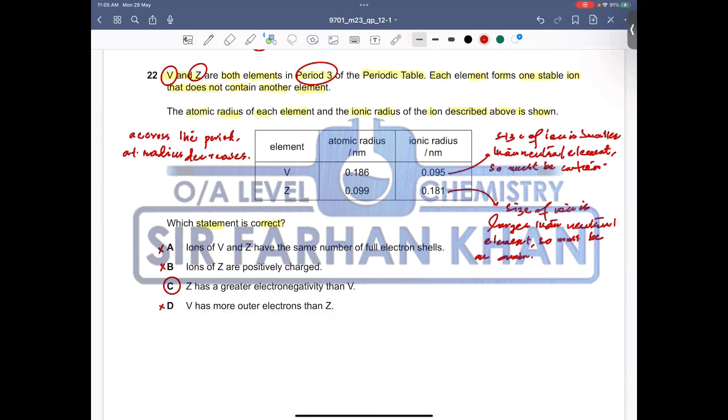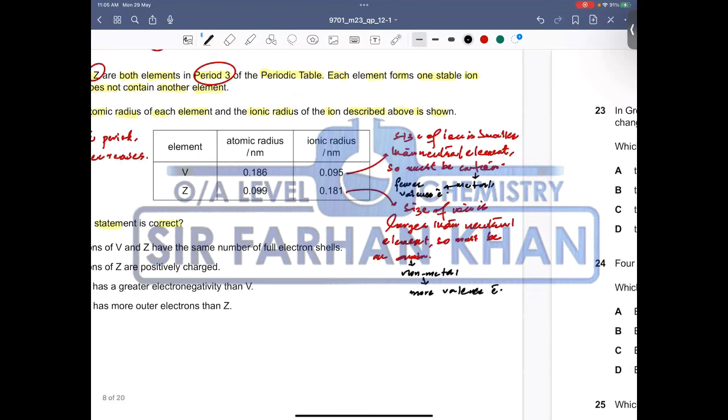It's a bit tricky, but you should remember that if it is a cation, obviously it is a metal. If it is an anion, then it has to be a non-metal. One more thing: metals have fewer valence electrons, and non-metals have more valence electrons as compared to metals. Okay. Question number 23.